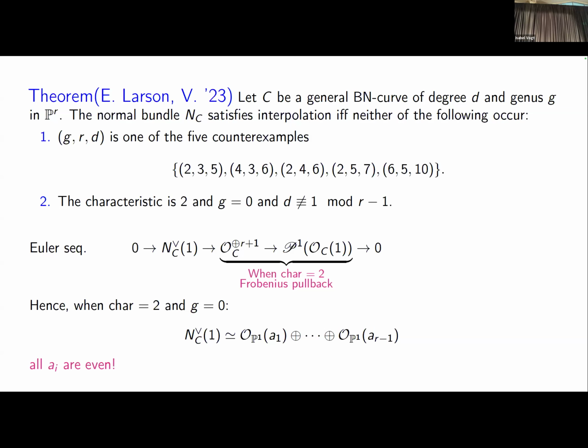But I told you that the theorem, the optimist's conjecture, holds in genus 0. So what's going on? The evaluation map is dominant, but it's not generically smooth. You have some inseparability coming from this Frobenius.